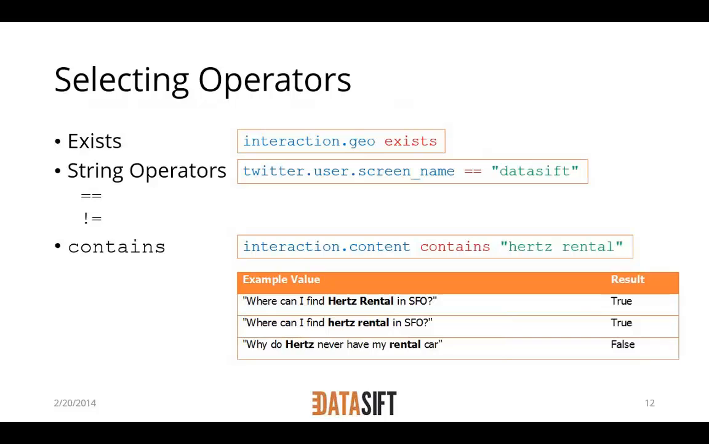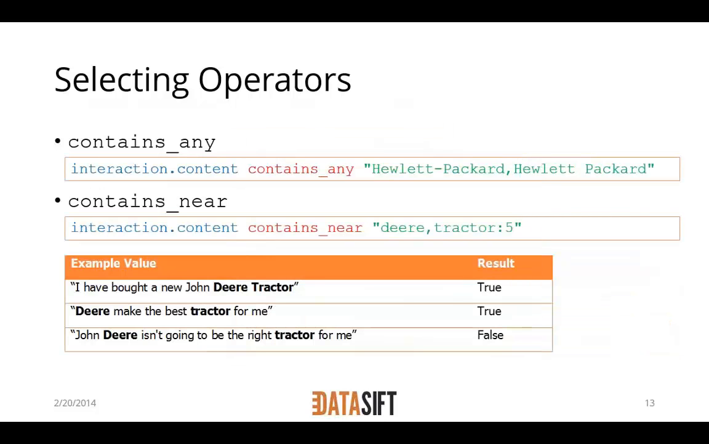Okay, so that's contains. Another really useful one is contains any. With contains any, you can have a comma-separated list of words that you're looking for, and if any one of those words is in your target, then you get a match. So if you're looking for hashtags or user IDs or lots of different things, contains any is a very common one.